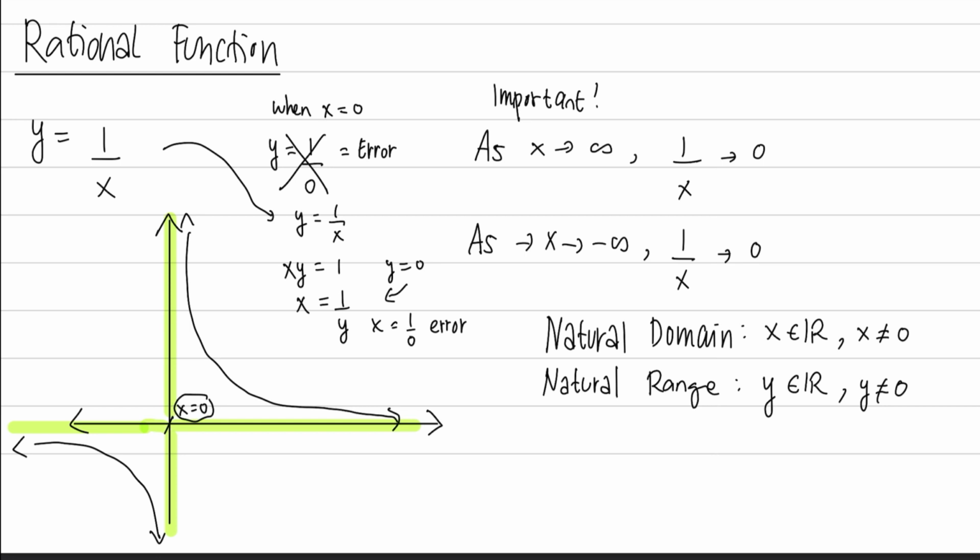There is an important concept in rational function that will be useful for doing past paper, which is this one. As x approaches infinity, what does it mean? It means that as x getting larger and larger, bigger and bigger, your 1 over x value will become 0. If you look at the graph, it goes down forever and then will approach x equals to 0.